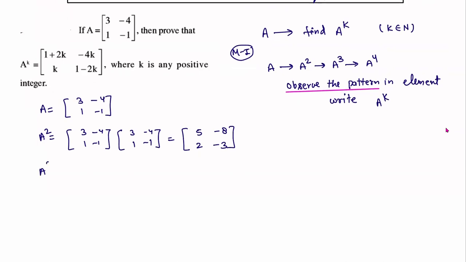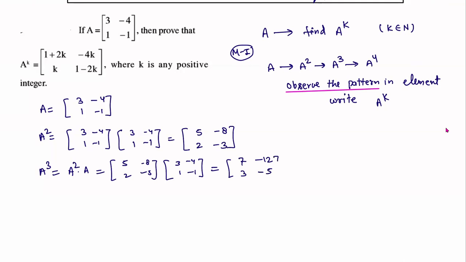Now find A power 3. For A power 3, what we need to do? A square multiplied with A again. What is A square? 5, 2, minus 8, minus 3. That we need to multiply with 3, 1, minus 4, minus 1 again. What we got? 15 minus 8, 7. Then 6 minus 3, 3. Then minus 20 plus 8, minus 12. And minus 8 plus 3, minus 5. Up to here, okay?